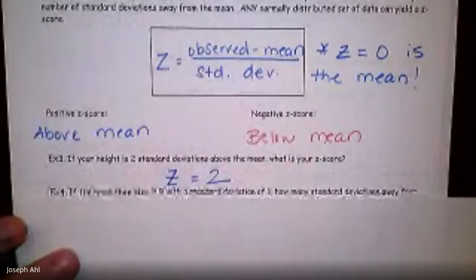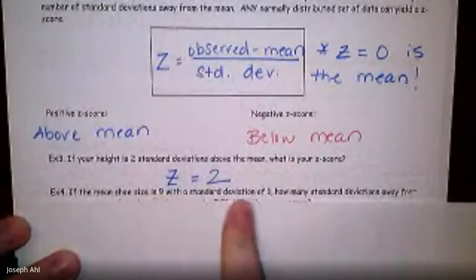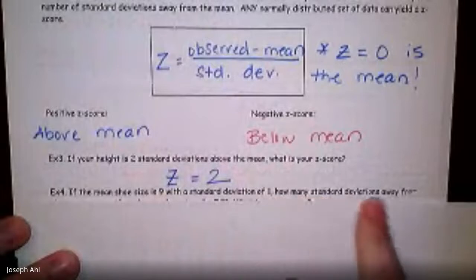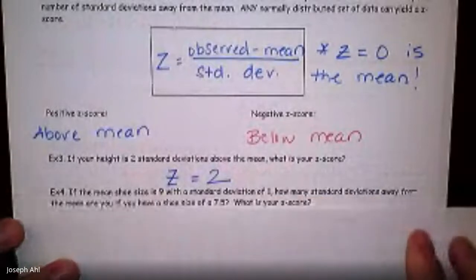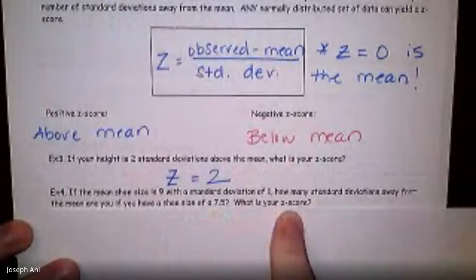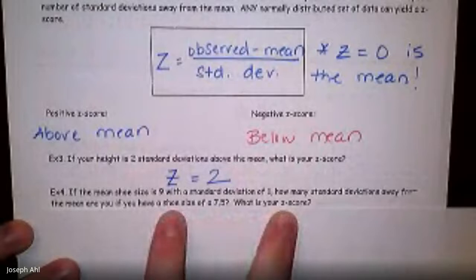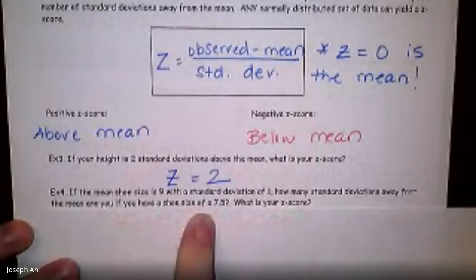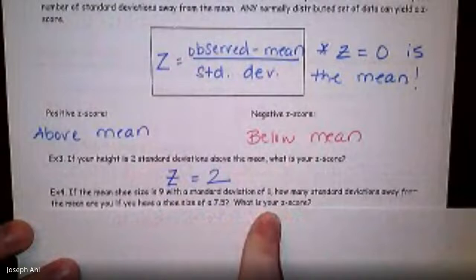Let's say the next one, we're going to need a little bit more calculating, though. It says if the mean shoe size is 9 with a standard deviation of 1, how many standard deviations away from the mean are you? If you have a shoe size of 7.5, what is your z-score? Keep in mind, the answers to those 2 questions are essentially the same. The number of standard deviations you are from the mean is whatever your z-score is. I'm hoping that before you do some calculating here, you're already thinking that since this is below the mean, your z-score should come out to be negative.